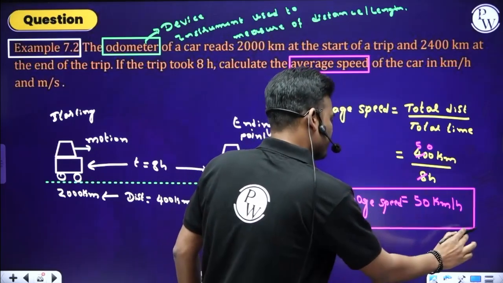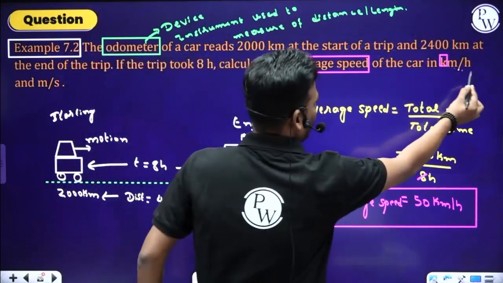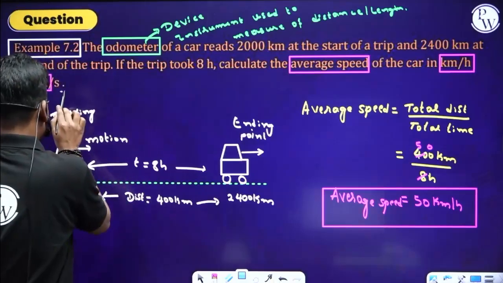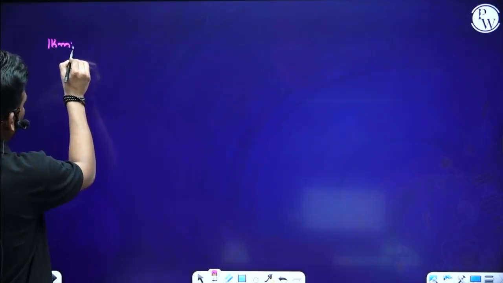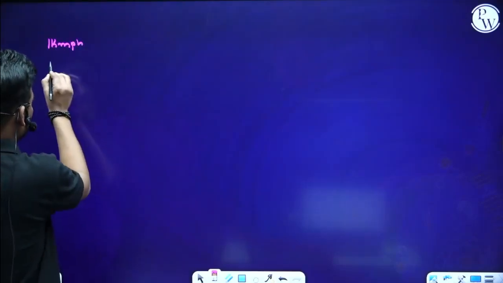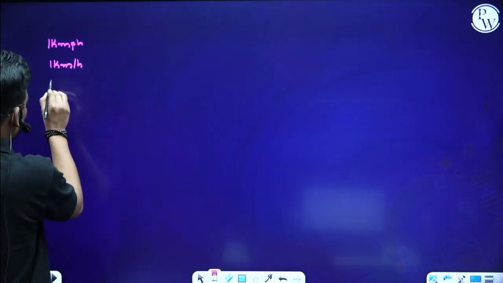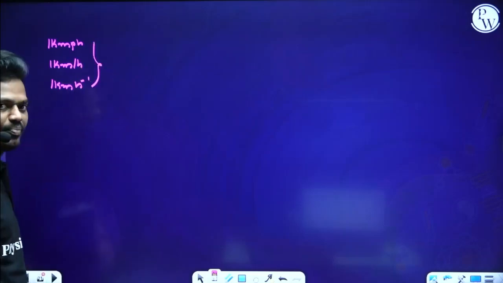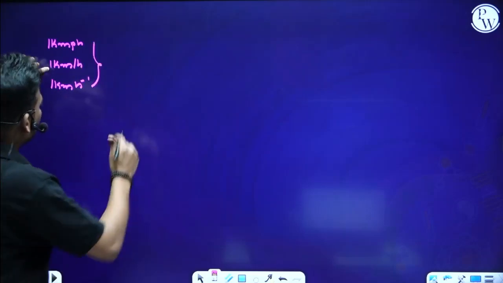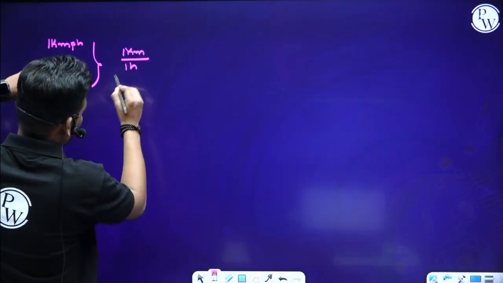So this is in terms of kilometer per hour, but here they've asked in terms of meter per second also. So for that, first try to understand 1 kilometer per hour. This can be written as 1 kilometer per hour, and all these are the same. So this 1 kilometer per hour can be written as 1 kilometer divided by 1 hour.